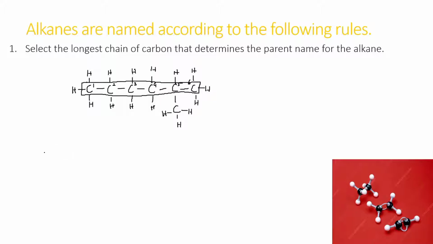But if I draw a structure like this, CH3, CH2, CH2, CH2, CH, CH3, CH2, and CH3. Now in this case, let's see which one would be the longest possible chain. If I count a straight chain like this, 1, 2, 3, 4, 5, 6. So the straight chain consists of 6 carbons.